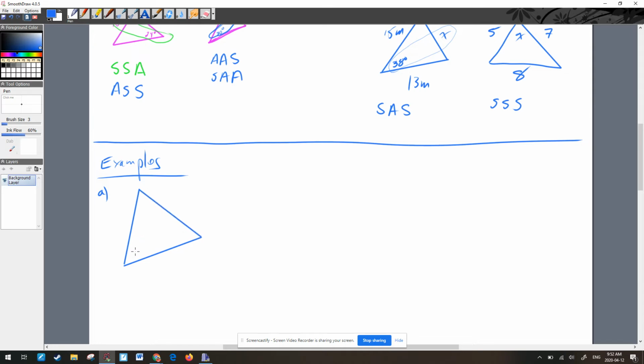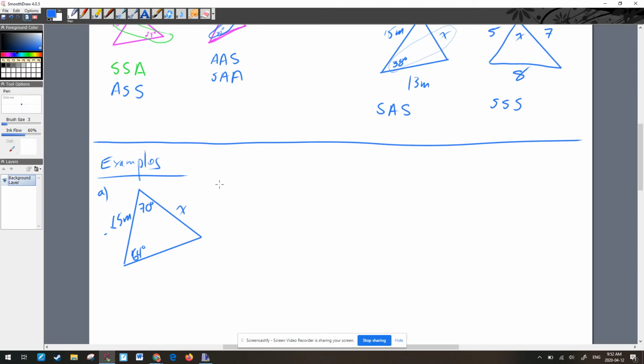Imagine that this was, I don't know, this looks to be 64 degrees, and this angle looks to be a bit bigger than that. Imagine that this is 70 degrees. And I know that this side length is 15 meters. And what I want to know is this one right here, x.